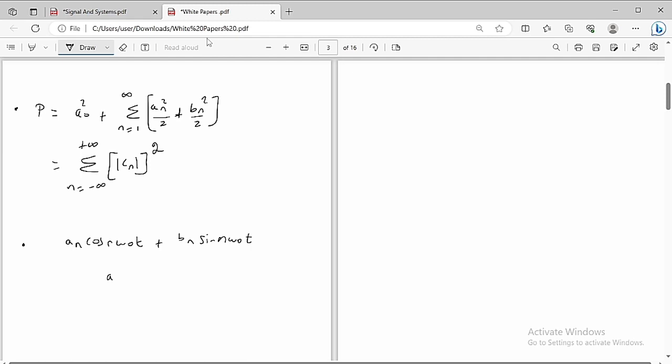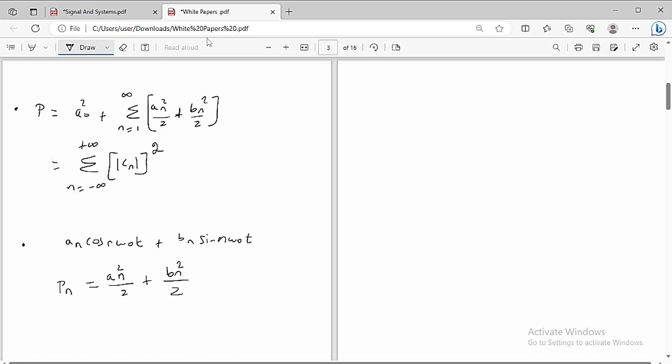So take the power of this one. The RMS value of An is An by root 2, so its square gives An square by 2. Plus the RMS value of Bn is Bn by root 2, so the square gives Bn square by 2. So this is called the nth harmonic power.